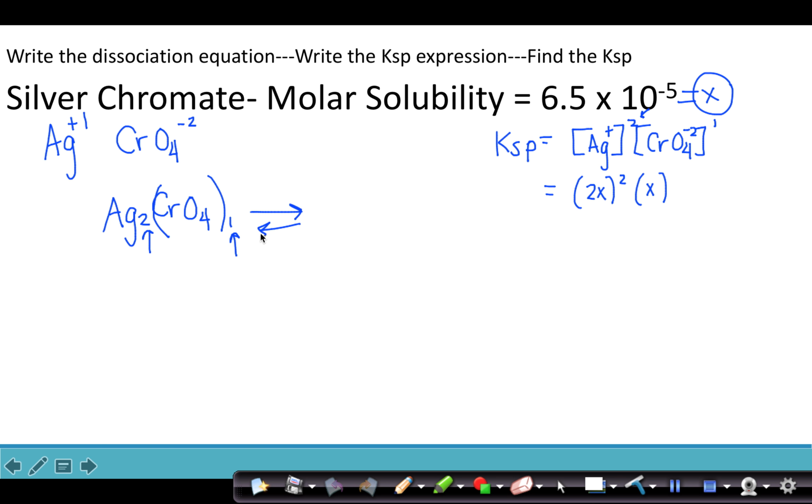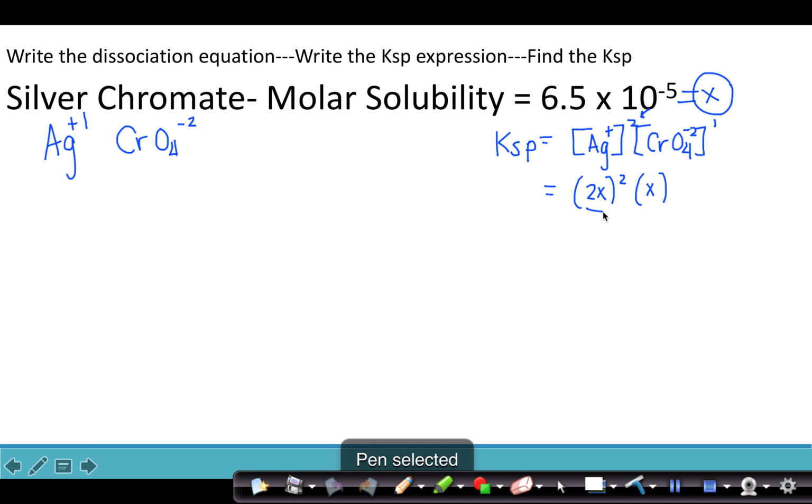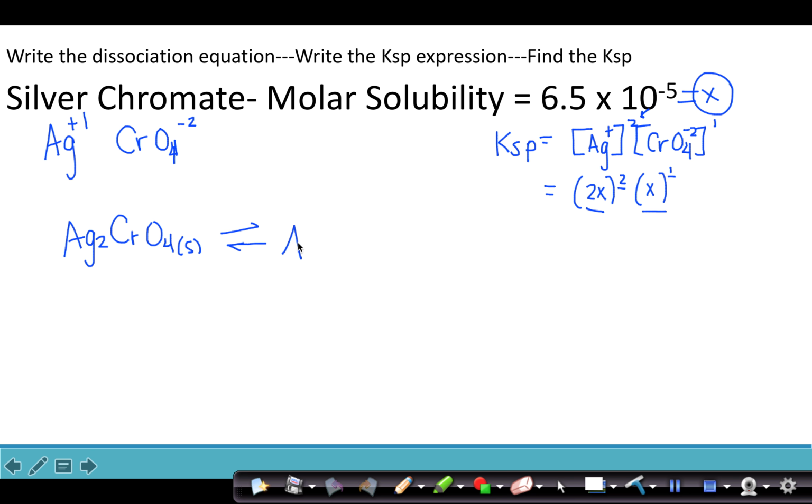I'm still going to go through the RICE chart to make sure that everybody sees where that came from, but those subscripts can directly go in as the coefficients for the x and can also directly go in as the exponents in the Ksp expression. So we have Ag2CrO4 solid dissolving to 2 Ag plus aqueous, CrO4 2 minus aqueous. These coefficients become the exponents in the Ksp expression.